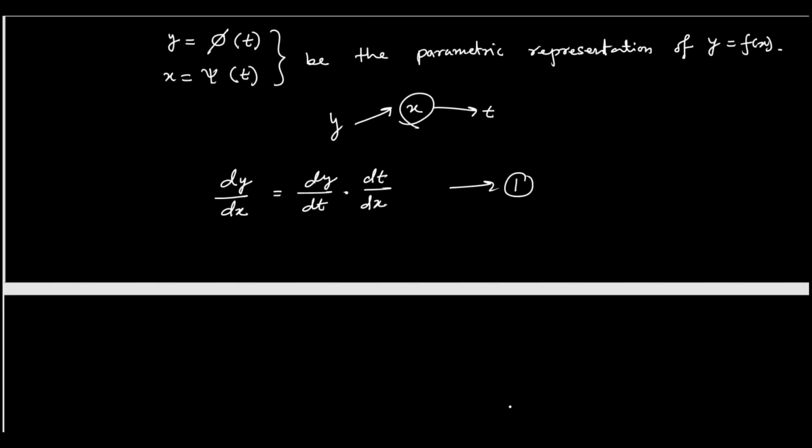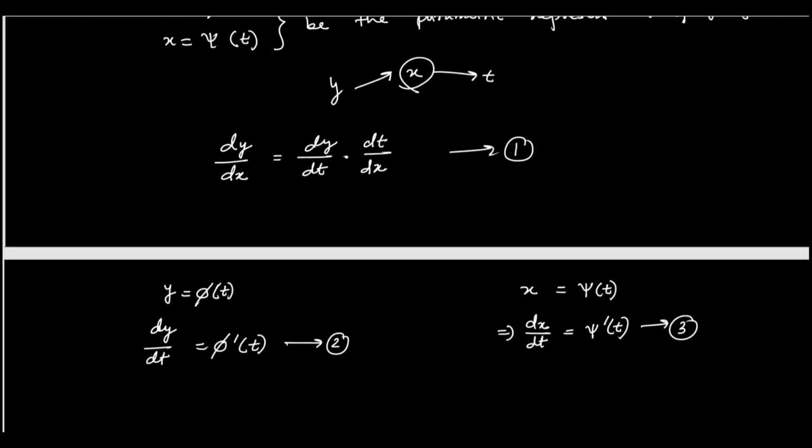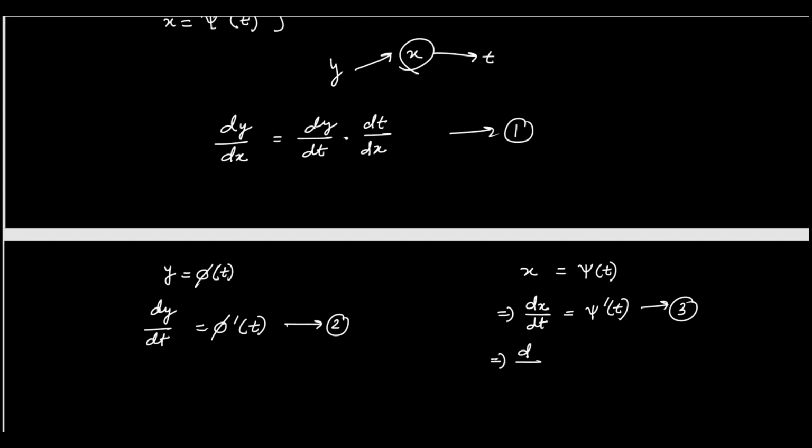So we have y is phi of t and x is psi of t. That means dx dt is psi dash of t, and dy dt is phi dash of t. Okay? So dt dx will become 1 over psi dash of t.